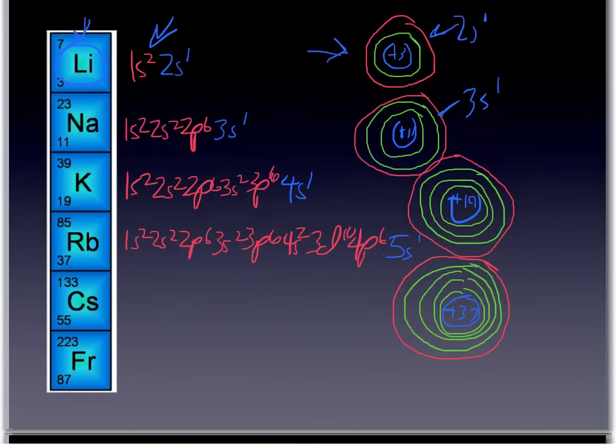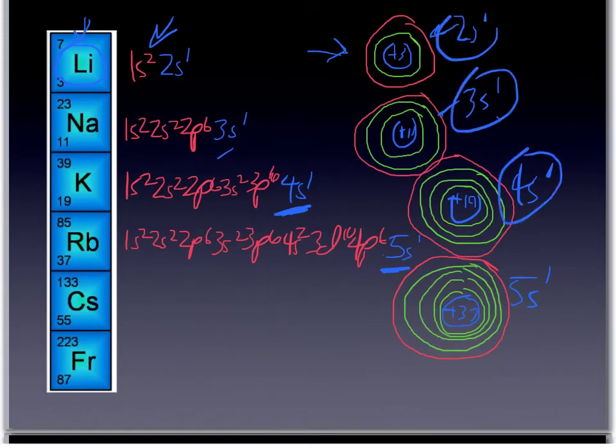Lithium's outer electron configuration is 2s1. Sodium's is 3s1. As you can see here with potassium, its outer electron configuration is 4s1, 5s1 for rubidium. So as we go down this group, we keep on adding an energy level. Now there's only one electron in it, but that makes the atom bigger.